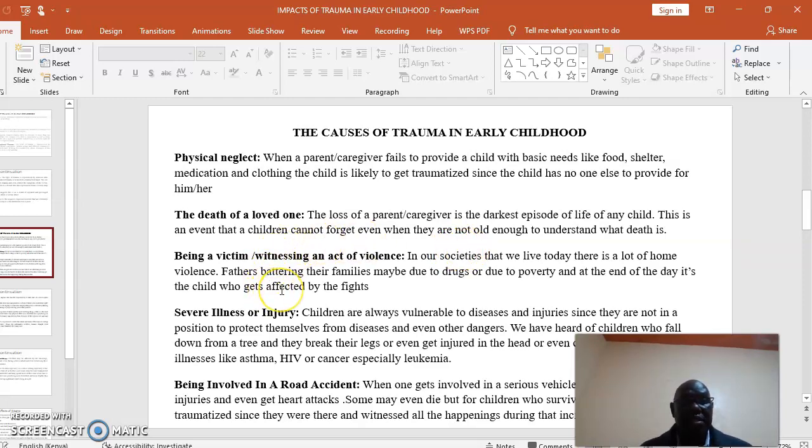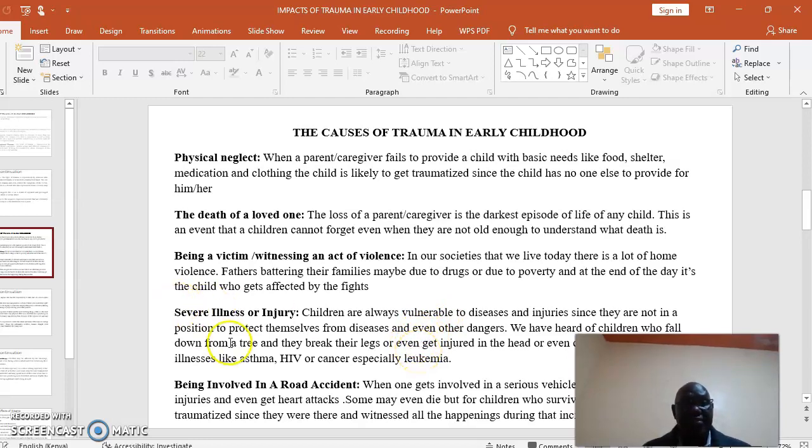The other cause is being a victim or witnessing an act of violence. In our society today, there is a lot of home violence. There are situations where fathers murder their families due to drugs or maybe as a result of poverty, and at the end of the day, it is the child who actually gets affected by the violence.